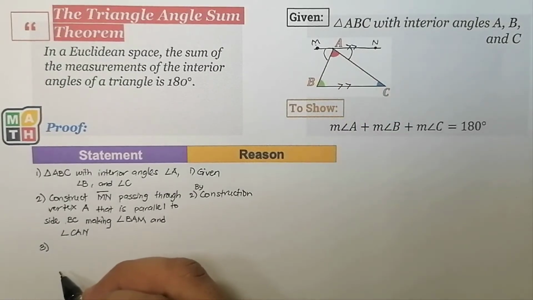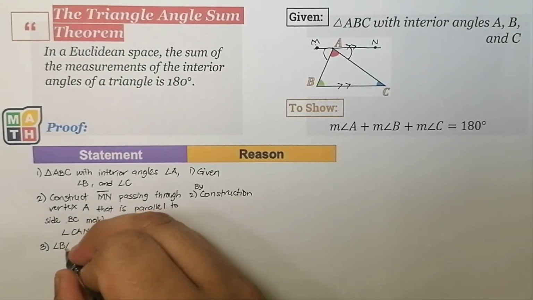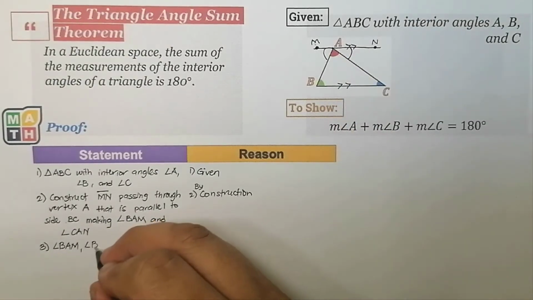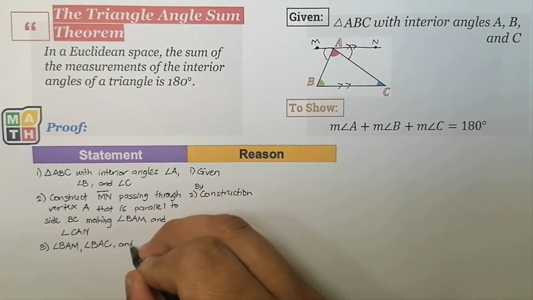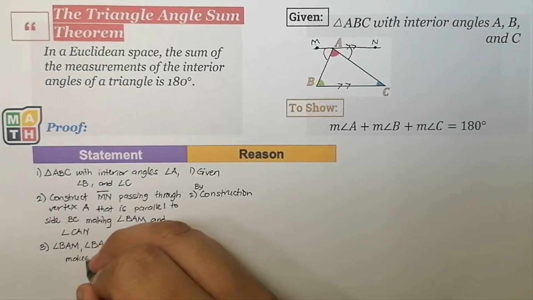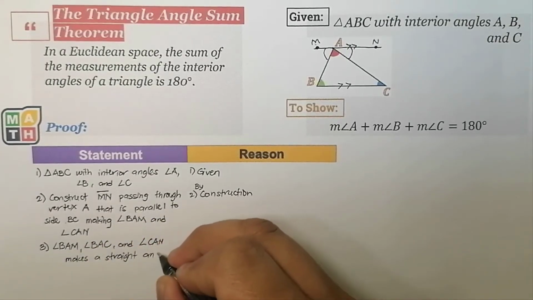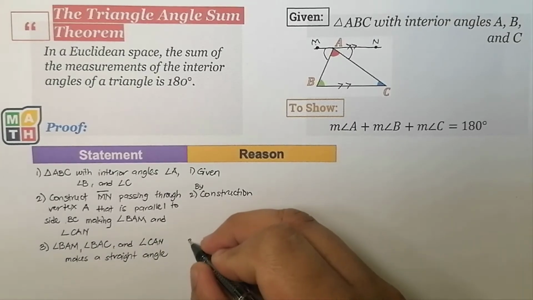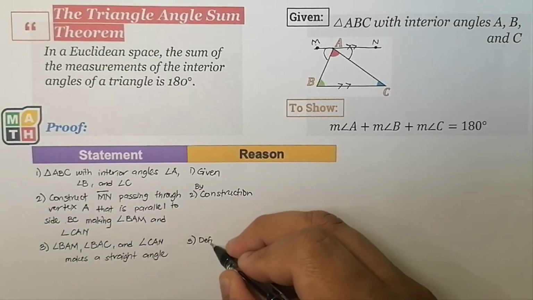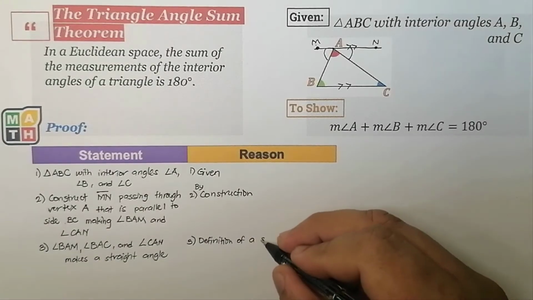So I could look into here and state that angle BAM, this angle here, I'm going to call it BAC, and angle CAN makes a straight angle. The reason here could be the definition of a straight angle.